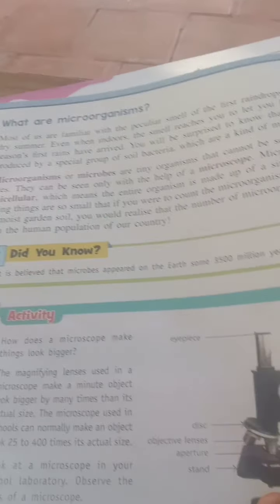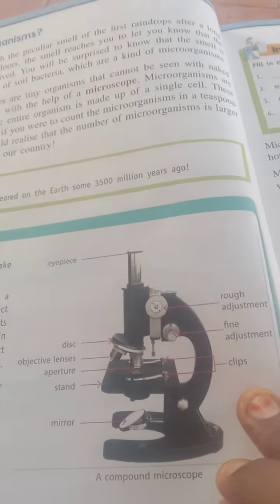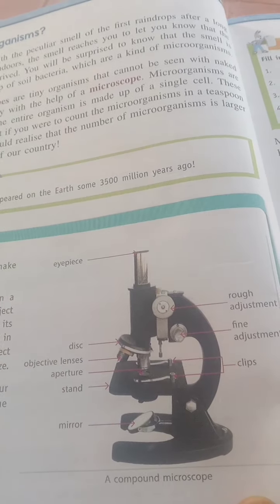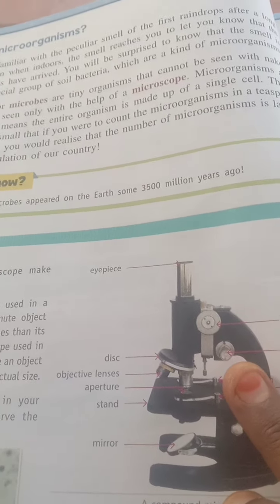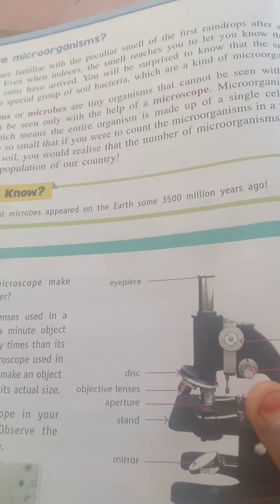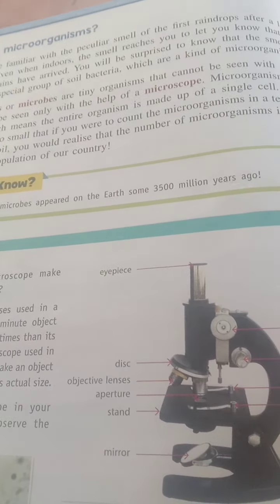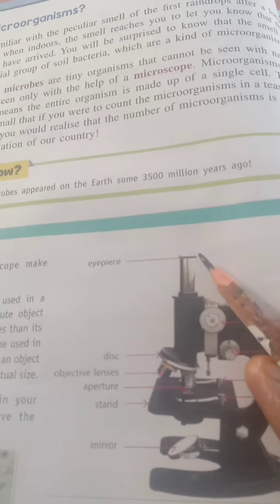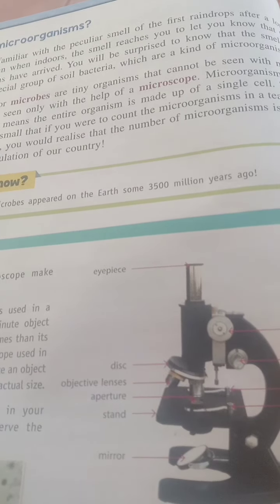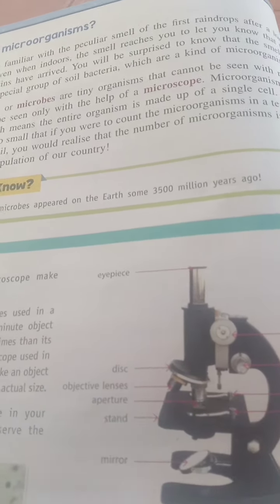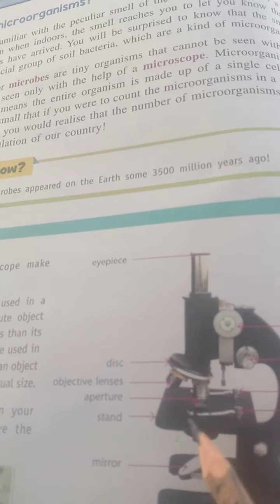Next is an activity. Draw a microscope in your record note. You can see the microscope in our school campus. Here is the eyepiece, and the objective lens. Lenses and light are needed to observe the object.